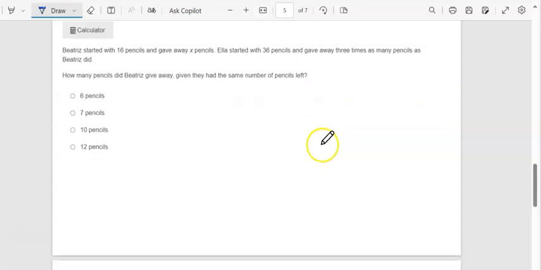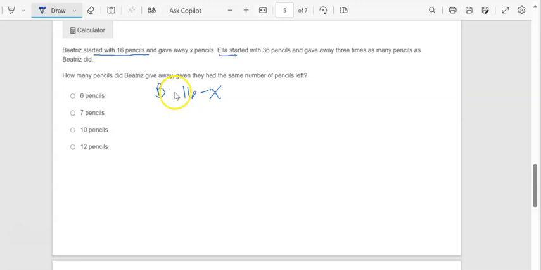Oh, a word problem. Okay, so Beatrice started with 16 pencils and gives X away. Ella started with 36 pencils and gave away 3 times as many pencils as Beatrice did. How many pencils did Beatrice give away, given that they had the same number of pencils left? Okay, so Beatrice started with 16 and gave X away. So I'm going to call her B. What that would look like is the 16 pencils minus X. We don't know how many she gave away.